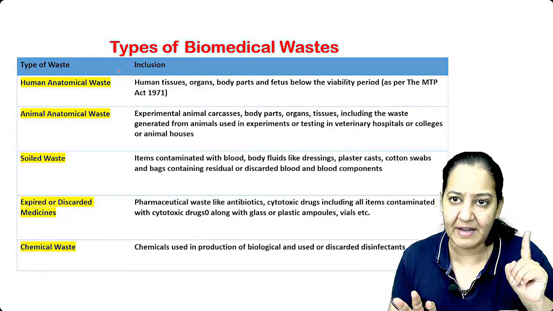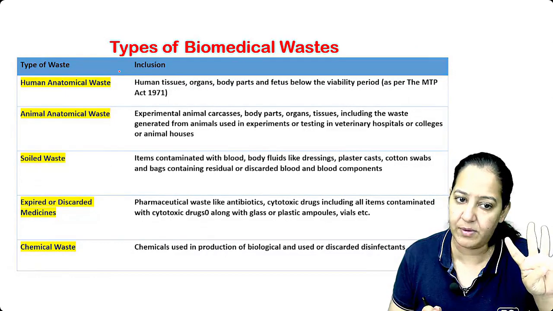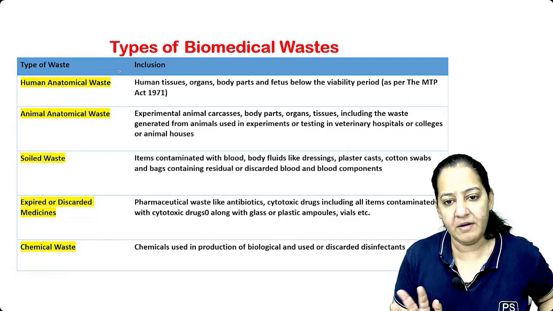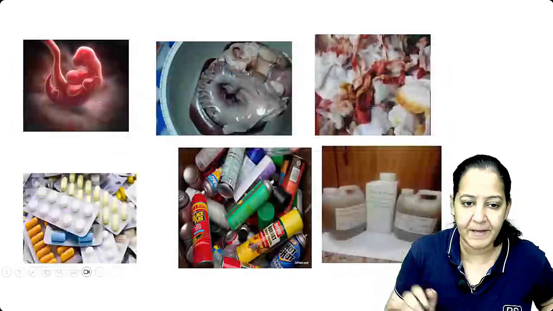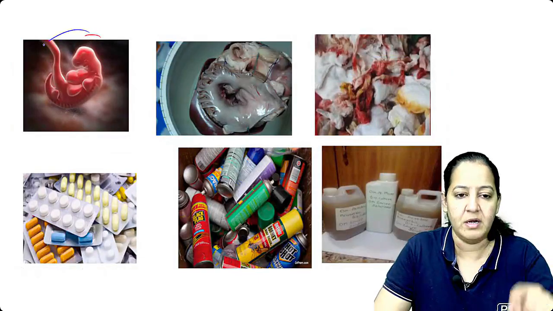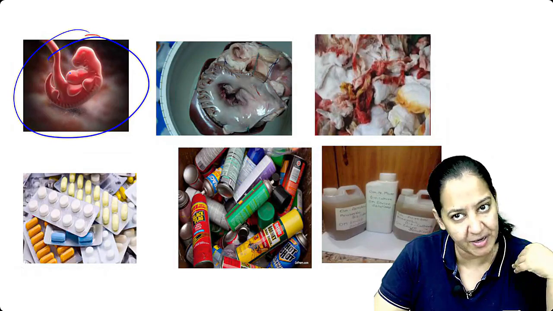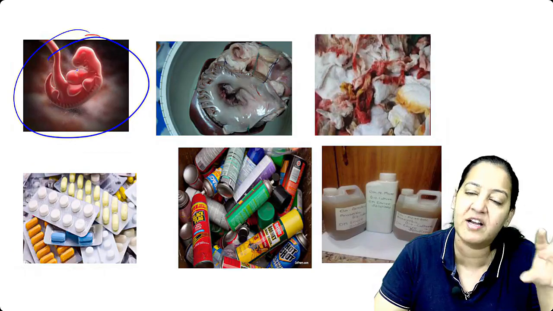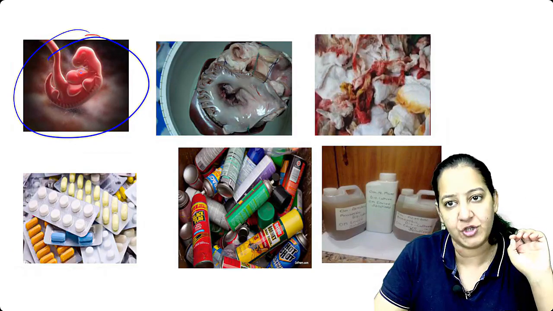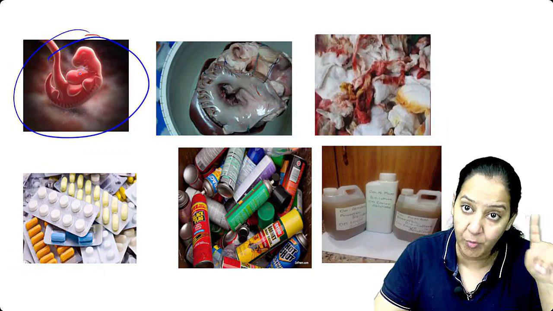Don't learn the types. I will directly tell you the 4 types of dustbins now. Hannah, don't learn the various types of biomedical waste. You just have a look, but don't learn it. You can see human anatomical. What is human anatomical? Anything coming out of the body of the human, the appendix, the abortion, any tissue. That is human anatomical waste.